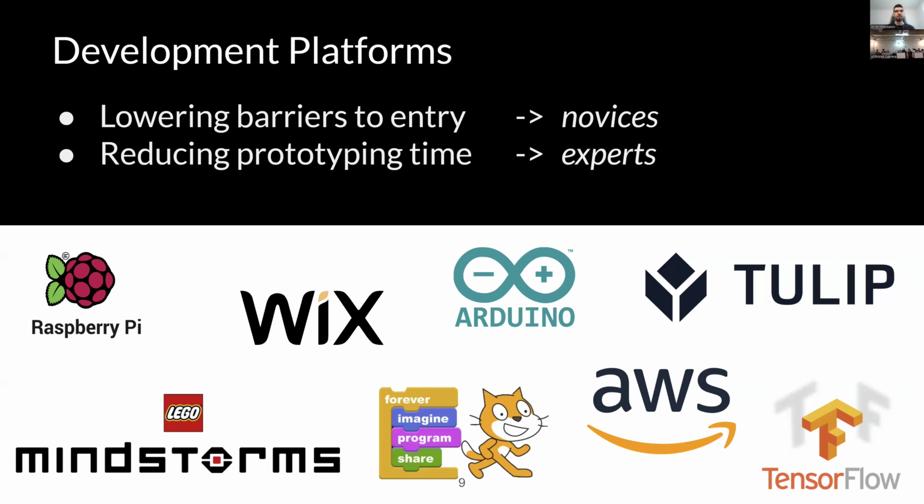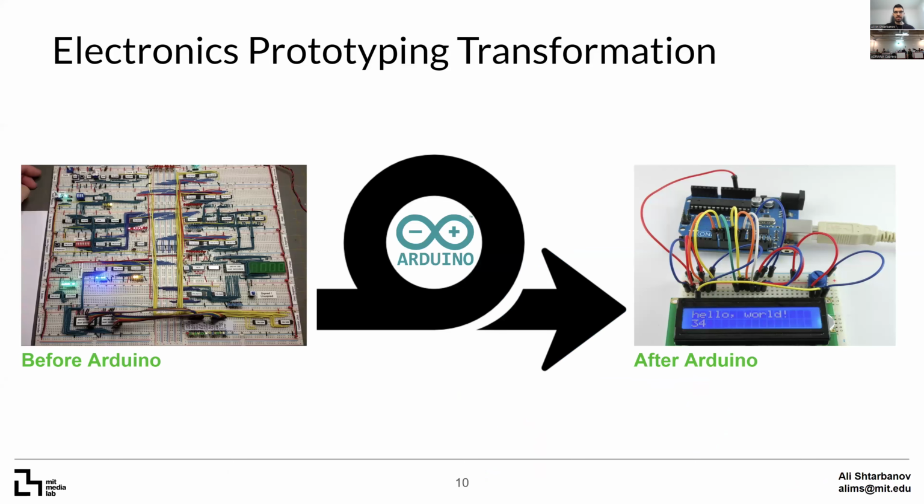One type of tool is development platforms. They play two roles in enabling progress. First, by lowering barriers to entry for novice users, and second, by reducing prototyping time for experts. Take, for example, Arduino, an electronics project that two decades ago may have required engineering expertise and a week of work in a lab with expensive equipment. Today, that same project could be done in a weekend by a high school student in their living room.